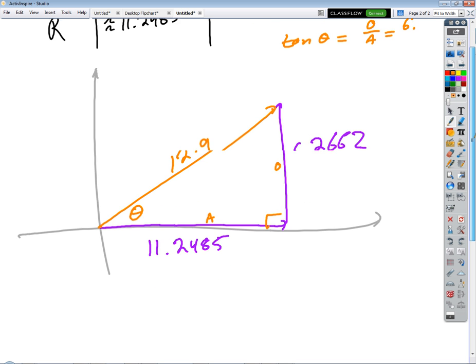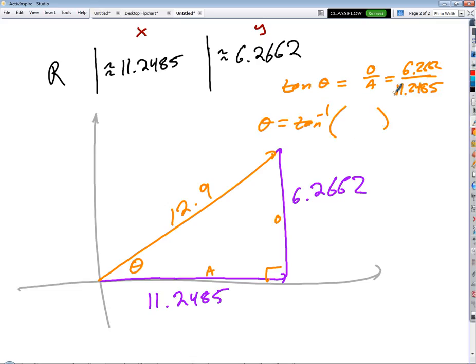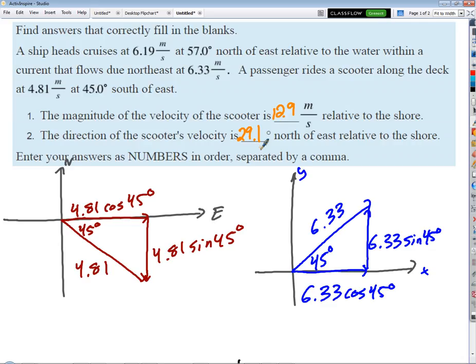Okay, so now the other part. For the other part, we've got to take the arctangent of 6.2662, or better yet, on our calculator, we'll just grab that really precise number, divided by 11.2485, or better yet, use our calculator. So theta equals inverse tangent of that, which is 29.1. Okay, so that is what we were trying to find, the angle of the scooter. Okay, so should we check it and make sure we got it right?